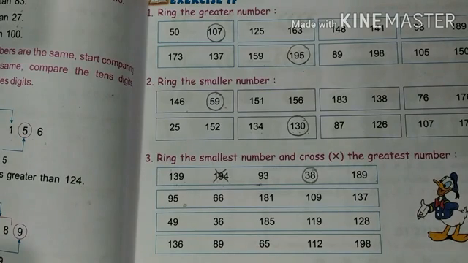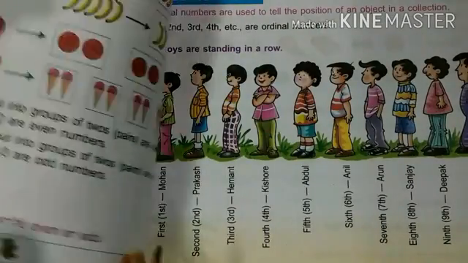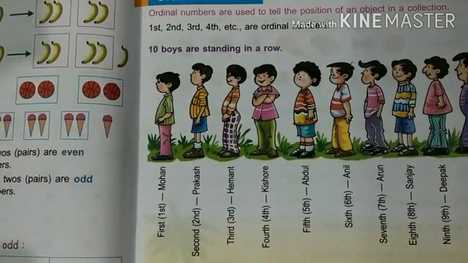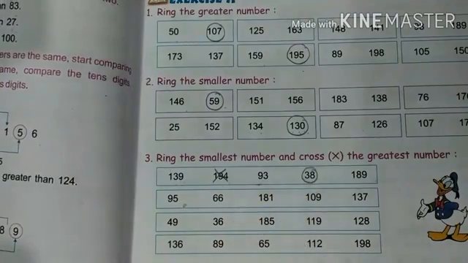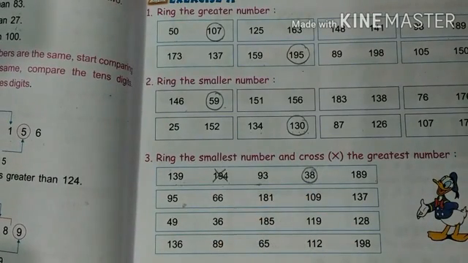So your homework is exercise 1E and 1F till number 3. In the next class, we will discuss the ordering of numbers, even and odd numbers, and ordinal numbers.